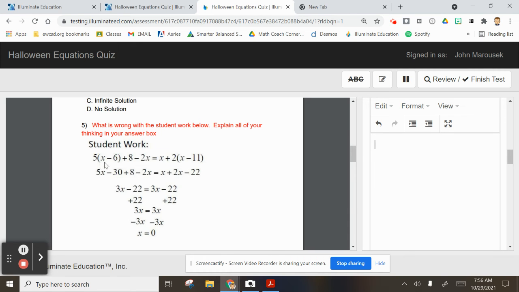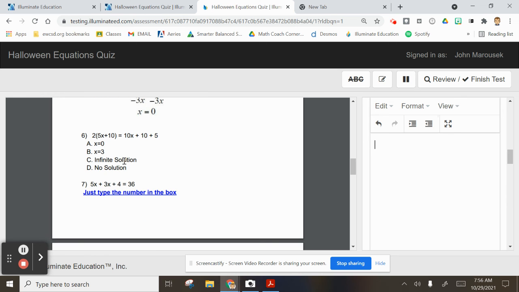So look at this one. 5 times x, 5 times negative 6. That's good. Plus 8 minus 2x. Okay, this is a tough question. If you want to keep going through it, just go through the whole thing to see if you can find the error. I'm giving 2 points per these questions. So if you give me a decent answer and maybe it's not exactly correct, I'll give you 1 point out of 2. So don't skip this. Give me your thinking.